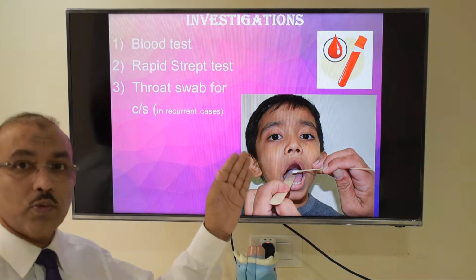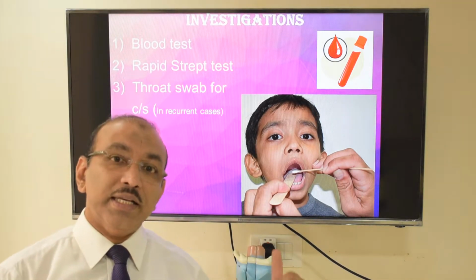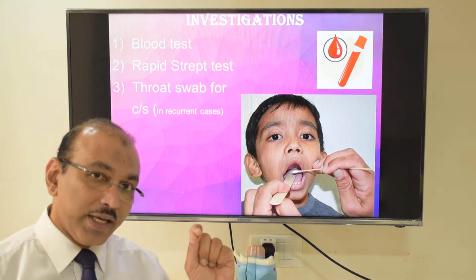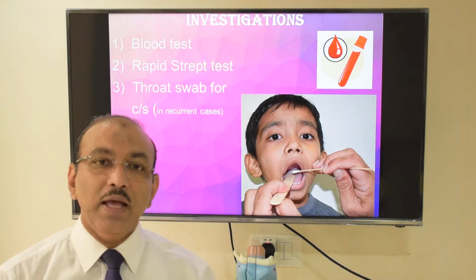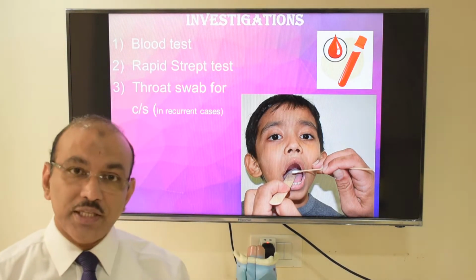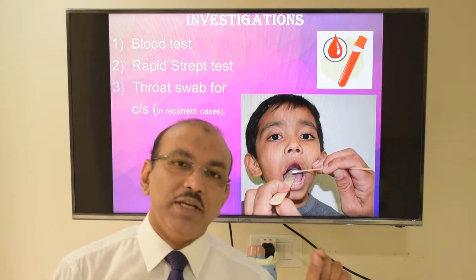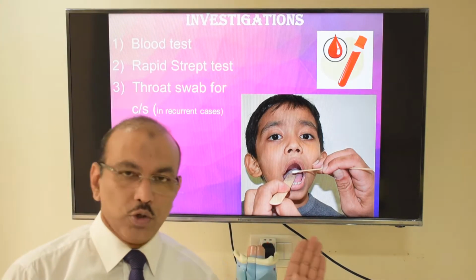Last, we can do a throat swab. But we don't do a throat swab for acute tonsillitis. It is needed only in recurrent cases. In that case, if you take a swab over the tonsil and send it for culture sensitivity, we can know which bacteria is involved and which specific antibiotic can be given against it. So that is the advantage of a throat swab.